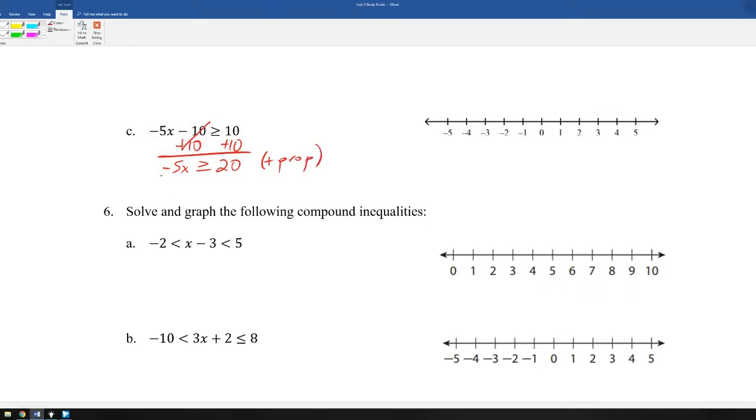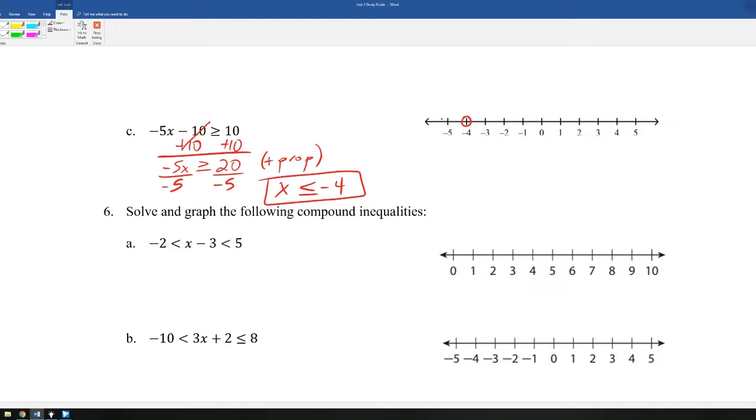Now, how to get rid of a multiplying negative 5? Divide by a negative 5. But remember, what you do to one side, do the other. Now, when you divide by a negative to both sides, the symbol, again, flips. So you're going to flip that. So 20 divided by negative 5, negative 4. And that will be our solution. Negative 4 is right here.